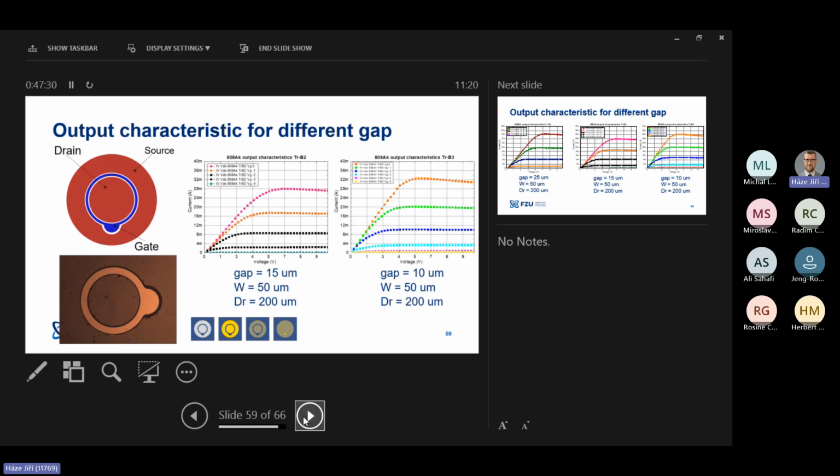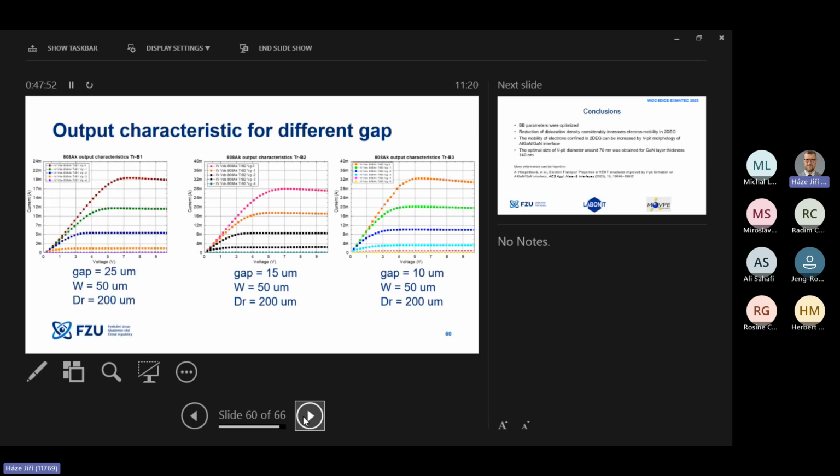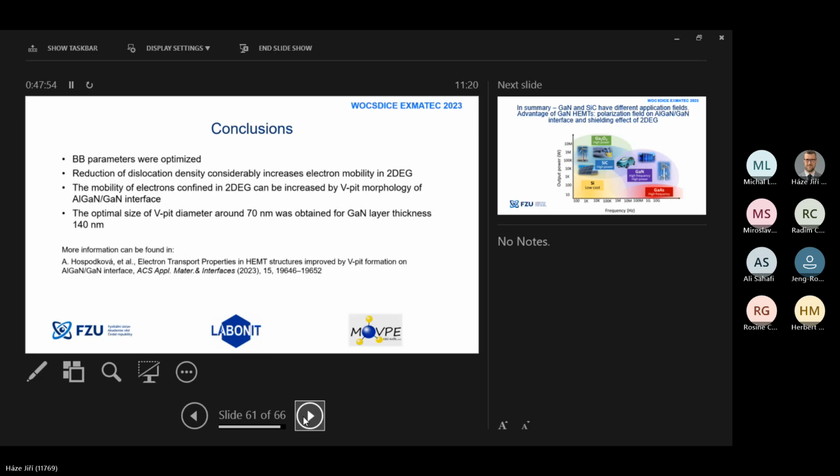Here are some structures we use, circular geometry for our transistor structures, which are done in the frame of the Masaryk project, and you can see that the HEMT structures are quite okay. The HEMTs are also nicely breaking.